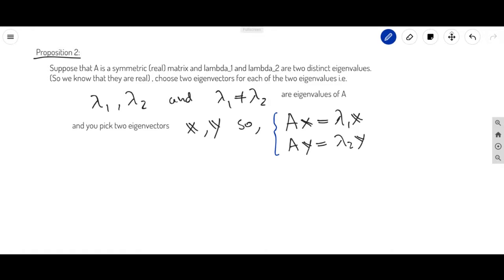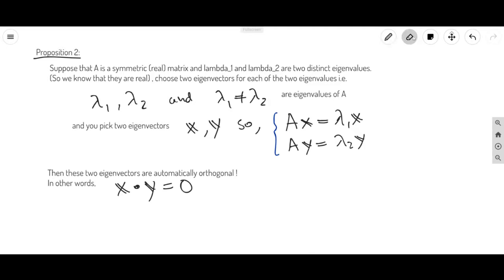Then here is the theorem. The theorem says that these two eigenvectors are automatically orthogonal. In other words, the dot product between them has to be 0. So if you do x dot product y, it has to be 0 automatically. If you have the two eigenvectors, their dot product must be 0.